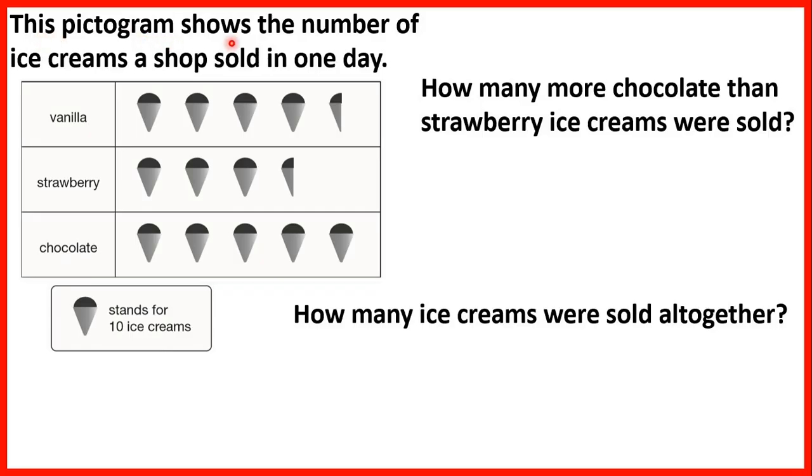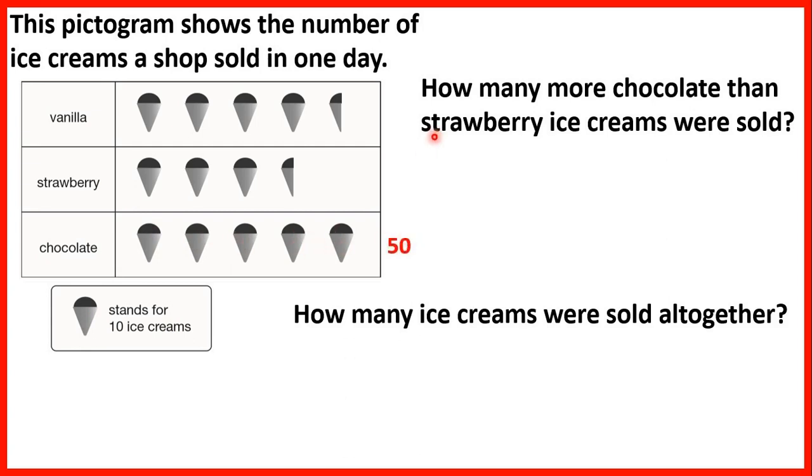This pictogram shows the number of ice creams a shop sold in one day. How many more chocolate than strawberry ice creams were sold? Well, if we look at the key, we can see that a picture of an ice cream stands for 10 ice creams. So if we look at the number of chocolate ice creams, we have 10, 20, 30, 40, 50.